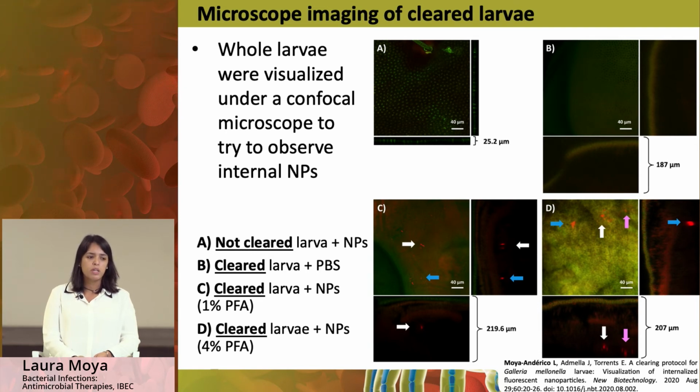But in B, we can see a clear larva injected with PBS, and the laser can penetrate very deep, up to 187 micrometers. C and D images are clear larvae injected with nanoparticles, and we can see the red nanoparticles deep inside the larva, up to almost 220 micrometers.